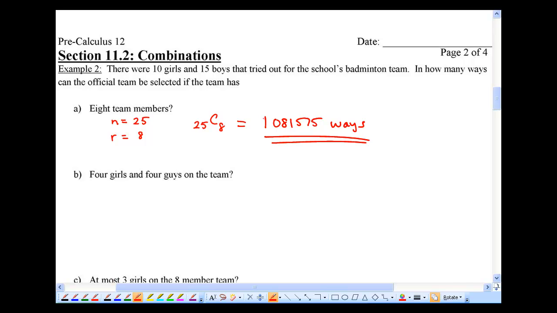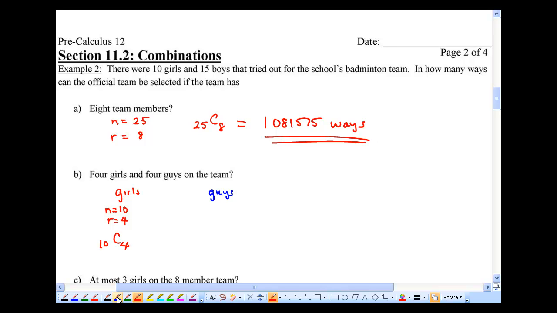What happens if I split this up? 4 girls and 4 guys on the team. Well, now you're saying I have to choose some girls, and then I have to choose some guys. So I think we have to split this up. We've got to talk about the girls, then we've got to talk about the guys. Now for the girls, how many girls do we have? Yeah, there's only 10 girls. So we have to choose from 10, and we want 4 of them. So r is 4. I guess that's 10 choose 4.